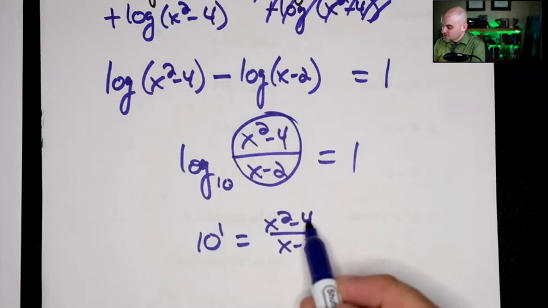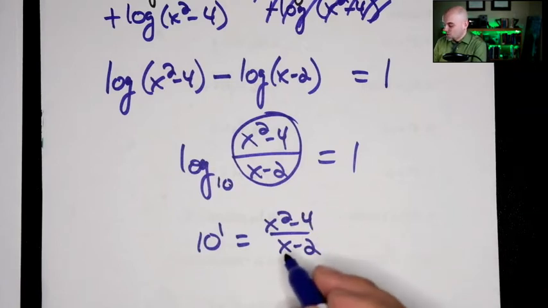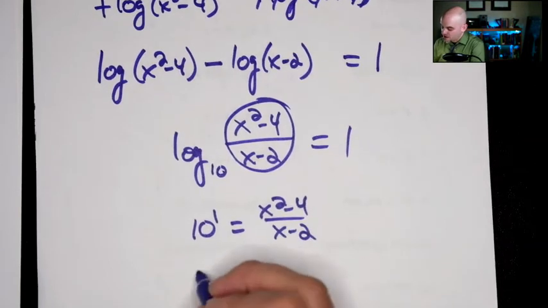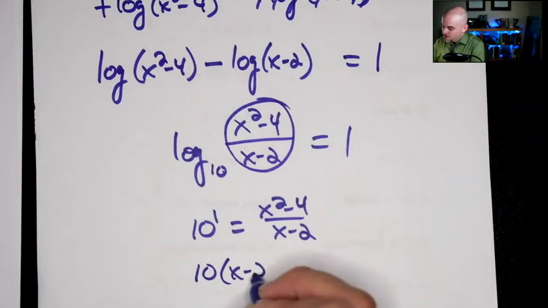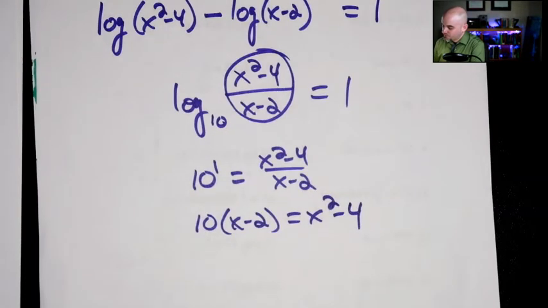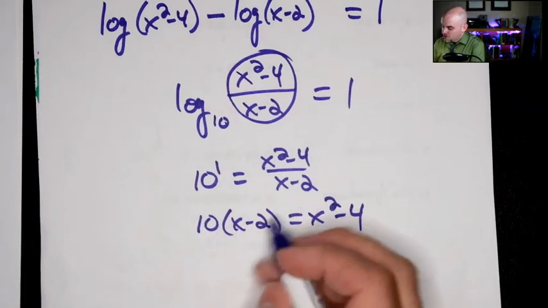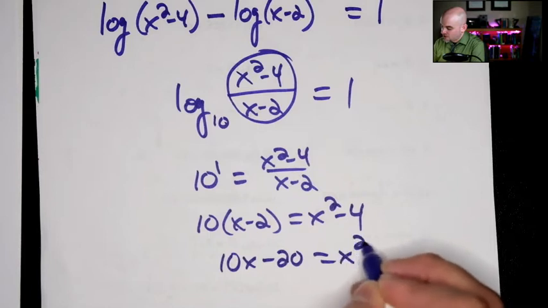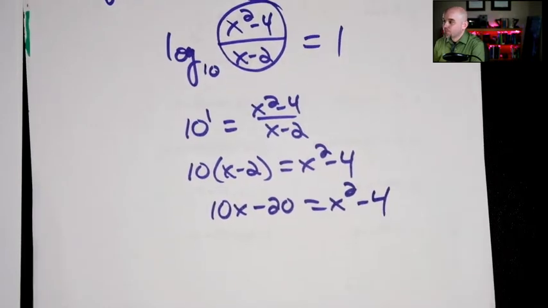Now, could you factor this over here and cancel out something? You could, but that can sometimes lead to some mistakes. So I recommend not factoring and canceling here. Go ahead and multiply both sides by x minus 2. And so you get x minus 2 times 10 equals x squared minus 4. Distributing the 10 here, I'm going to get 10x minus 20 equals x squared minus 4.